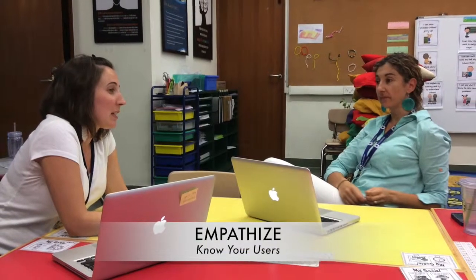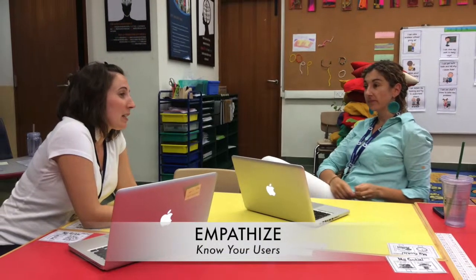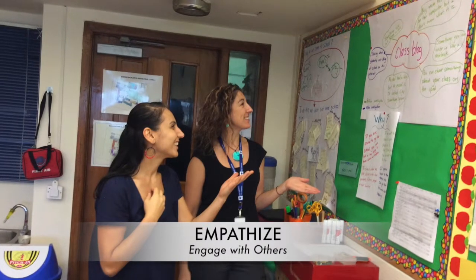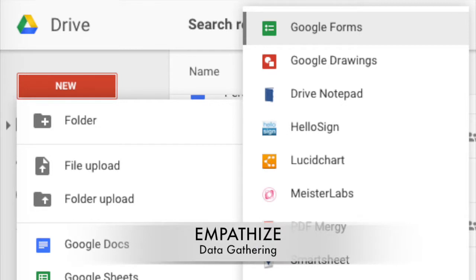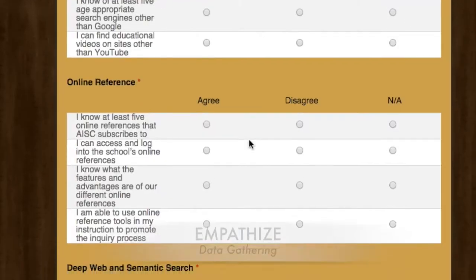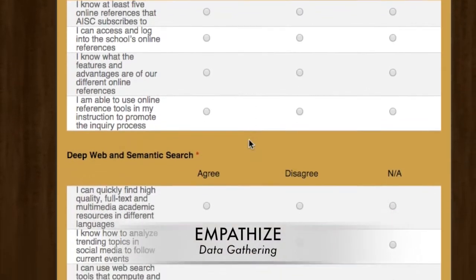As coaches, we spend a lot of time getting to know our teachers. We empathize by observing behaviors and engaging with others. Data is collected informally during collaborative planning sessions and class visits. We also use Google Forms as a more formal approach to gathering data. After this data gathering mode, we move into the next stage.